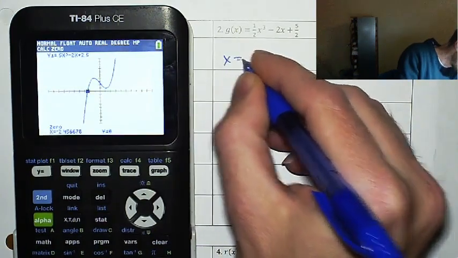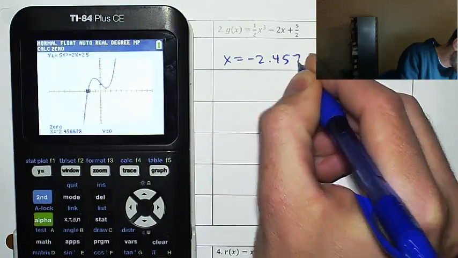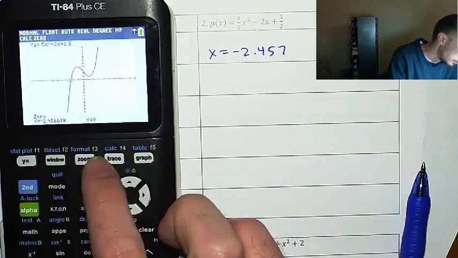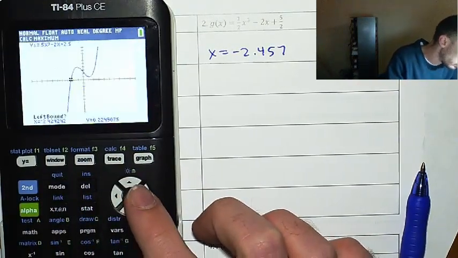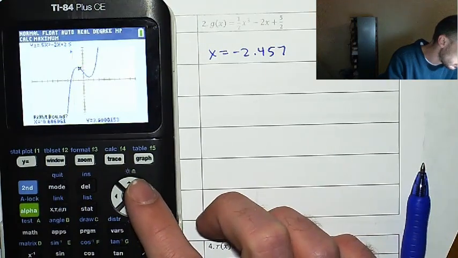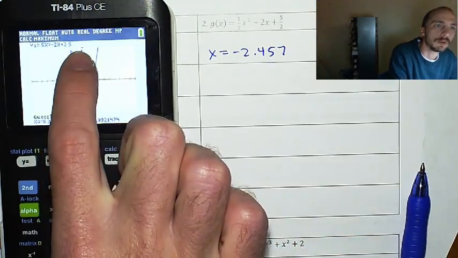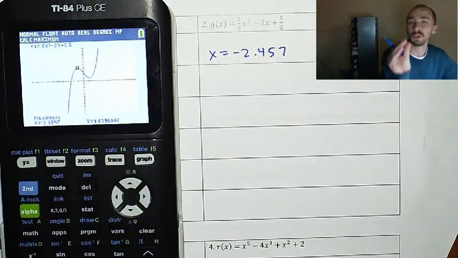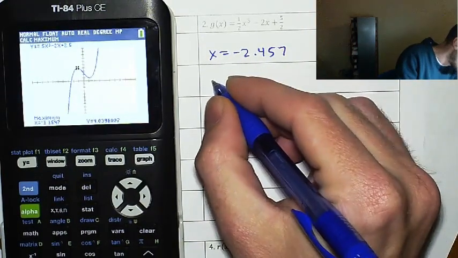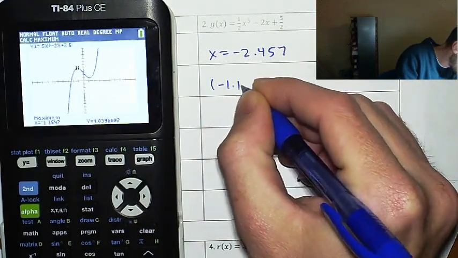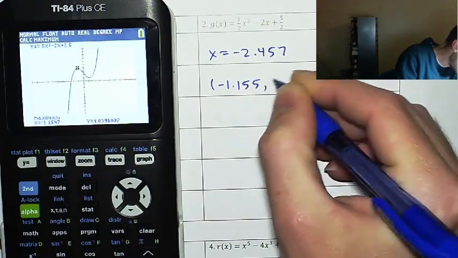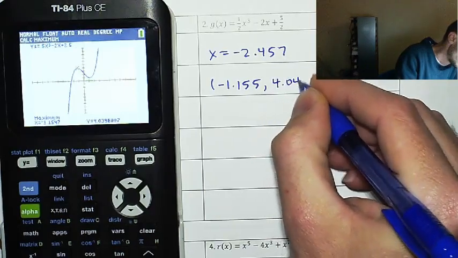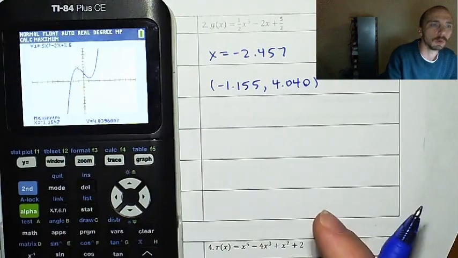And that's going to be x equals negative 2.457 or negative 2.456. It's the next one, local maximum. Okay, so there's going to be a maximum somewhere around here. So we're kind of just trapping it in there. It's between those two arrows. You don't really need a guess for maximum because we're trapping it in so there's only one maximum. So the guess doesn't matter so much. And so that would be negative 1.155 and 4.039 or 4.040. That's the coordinate of my local maximum.